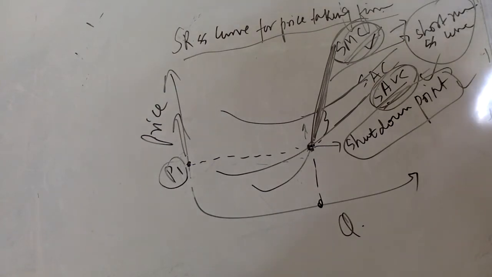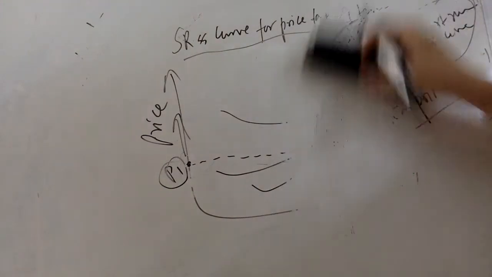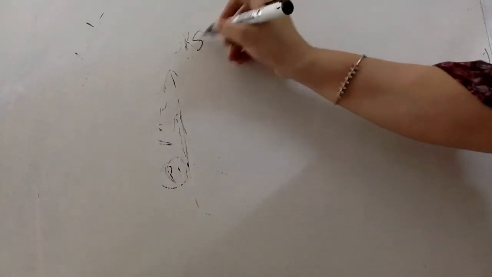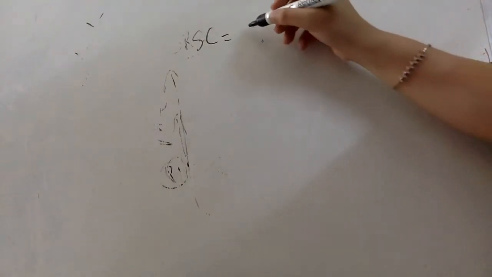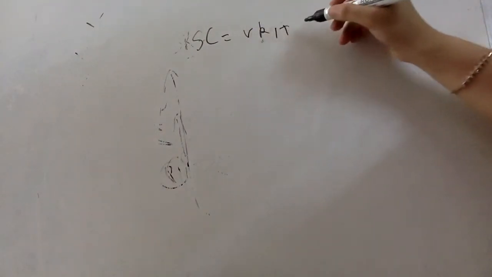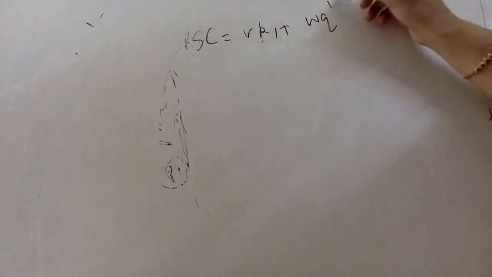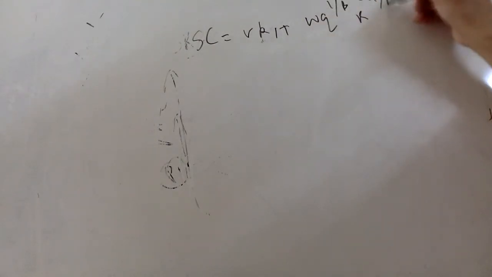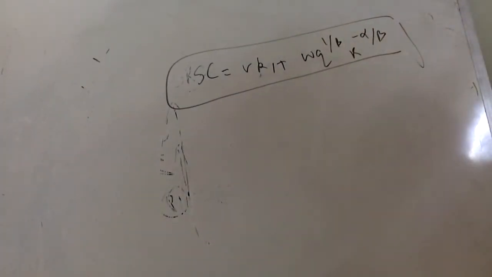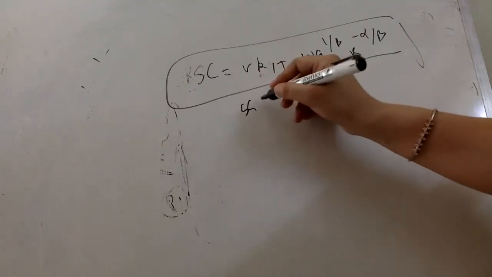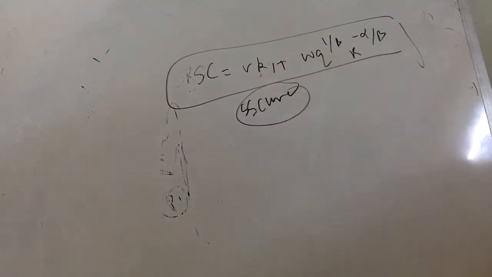Alright, next I will move to the short run supply curve with an example of a Cobb-Douglas function. Let's say the short run cost function is given to us, and this is equal to (V k1 plus W cube) whole power 1 by beta, k power minus alpha by beta. This is my short run cost function, and we want to check the optimum level of quantity, or whether we can actually compute the supply curve in this particular case.